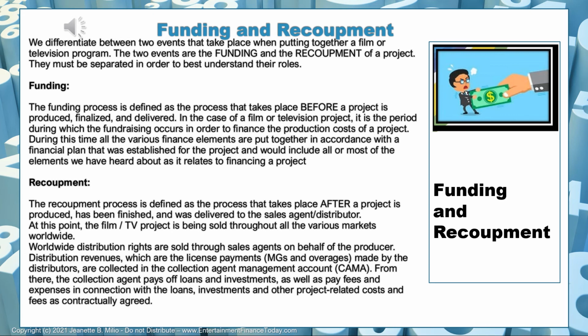Distribution revenues, which are the payments made by the distributors, are collected in the collection agent management account, also the CAMA. From there, the collection agent pays off loans and investments as well as fees and expenses in connection with the loans and investments, and they pay other project-related costs and fees that are contractually agreed, like distribution fees, distribution costs, deferments, and any other contractually agreed payments, including profit participations.